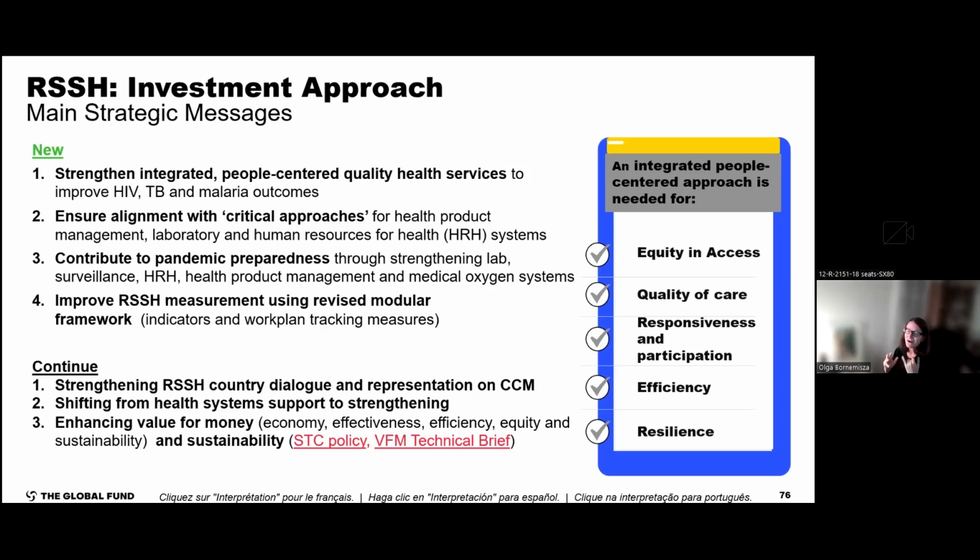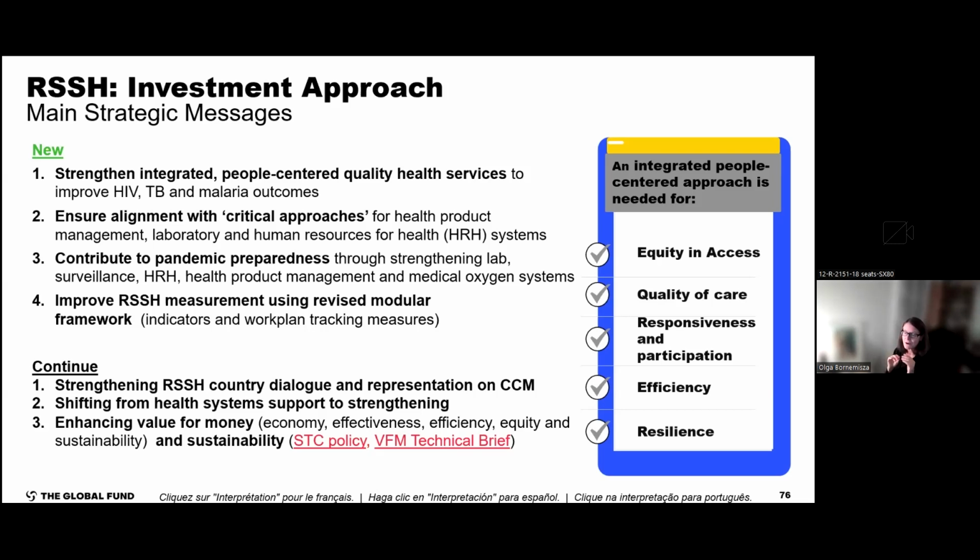The fourth area, which is not really new, but I really wanted to highlight, is that we need to continue to improve the way that we measure the impact and the outcomes of our RSSH investments. We've revised the modular framework to make it much easier to do this. We've revised both the indicators and the work plan tracking measures. In a certain number of countries, we're also going to try to roll out health facility assessments to make some of the indicators easier to get data for. We'll be talking more about that with the individual countries who are eligible for this.